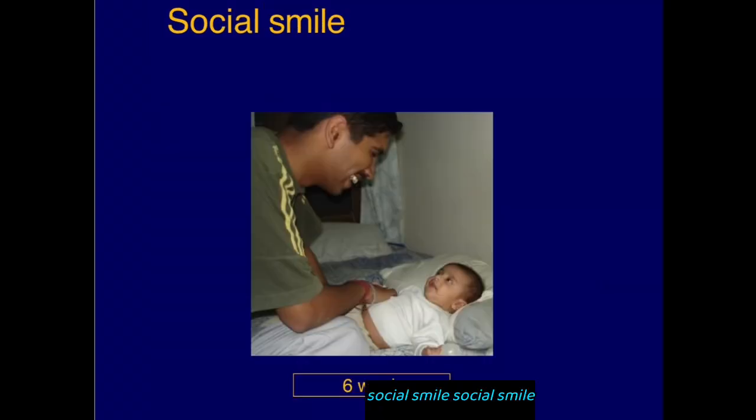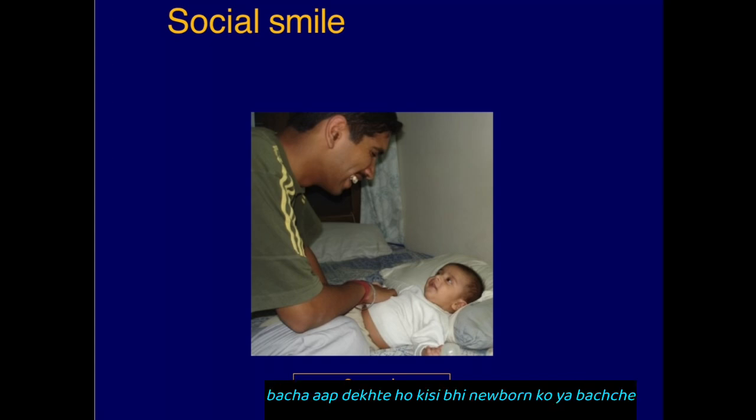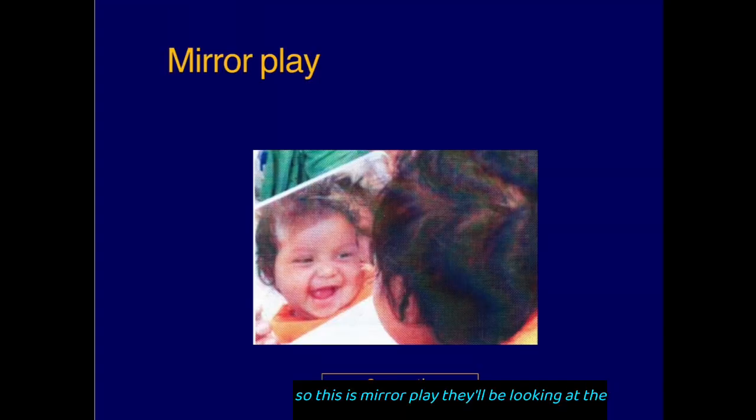Social smile: basically, you can identify when the baby is looking at you, they'll smile. That is social smile. जब बच्चा आप देखते हो किसी भी न्यूबॉर्न को या बच्चे को एट द एज ऑफ 3 वीक्स, एट द एज ऑफ 6 वीक्स, तो वो बच्चा आपको देखता है और वो भी स्माइल करता है. दैट इज सोशल स्माइल.